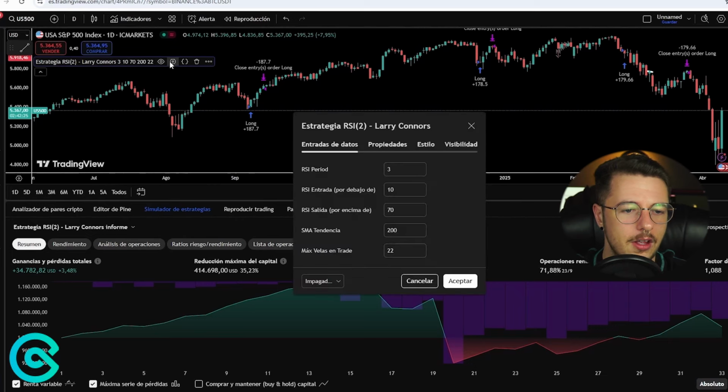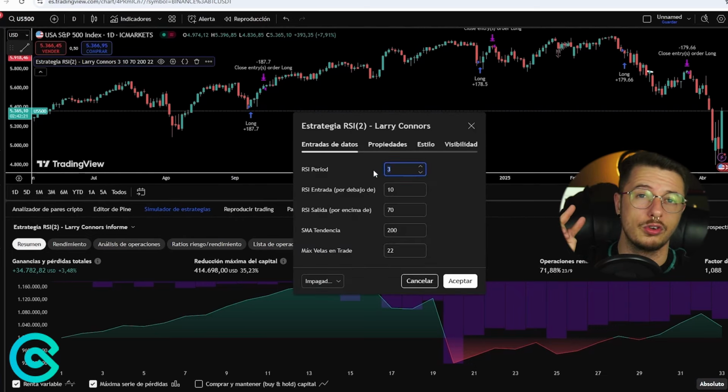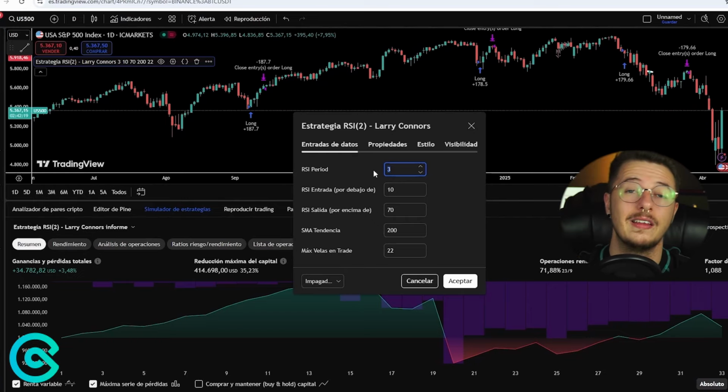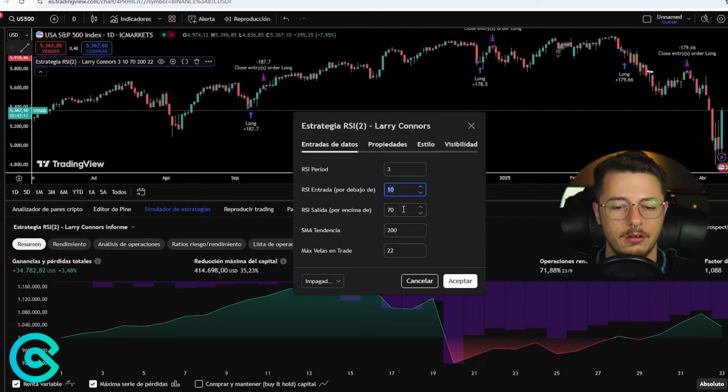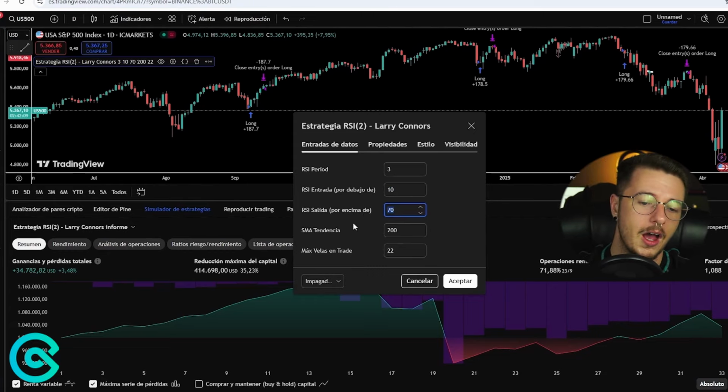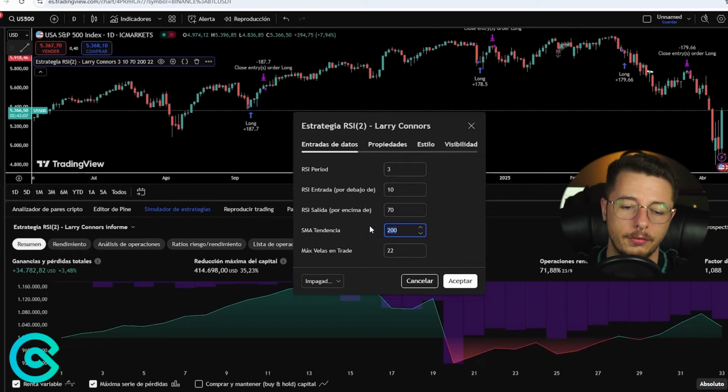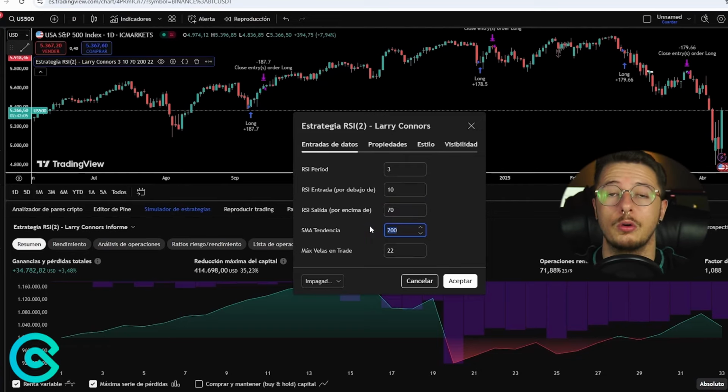As you can see, if I come into the settings, right at the moment we have a 3 period. Normally we use a 2 period, but this is the first hint of what we are going to change. And then we have that we're going to buy when the RSI goes below 10, and we are going to sell our positions when the RSI goes above 70. And like I say, we're always going to be above the 200 EMA, so we're always going with the trend.